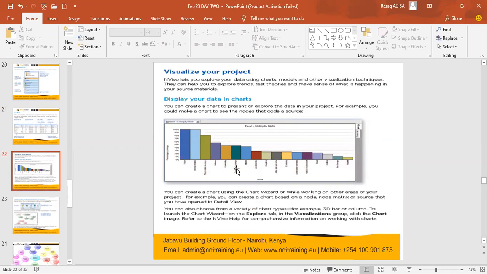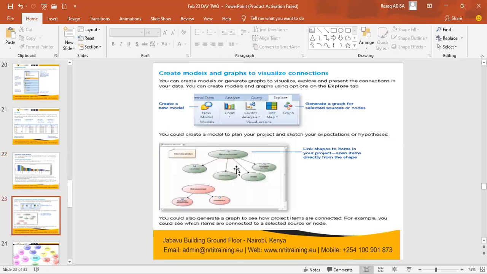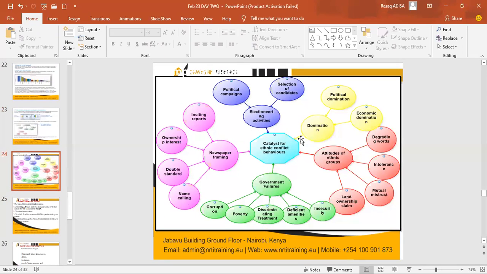You can visualize your project in a display of charts. You can visualize your project in a model like this. This is a model visualizing the findings, the research idea, the themes, as well as the findings. For instance, look at the one in the middle, catalyst for ethnic conflict behavior. That is the objective of the research.